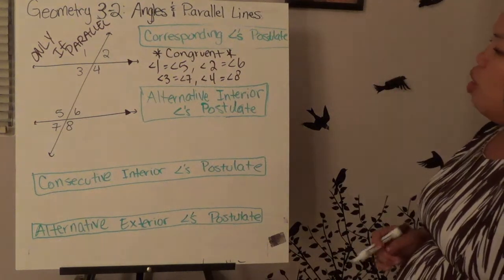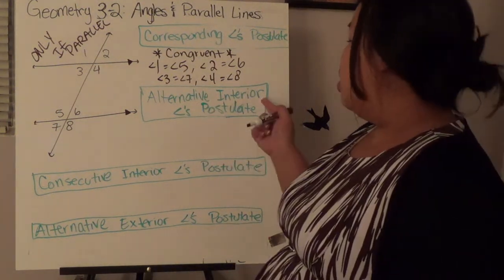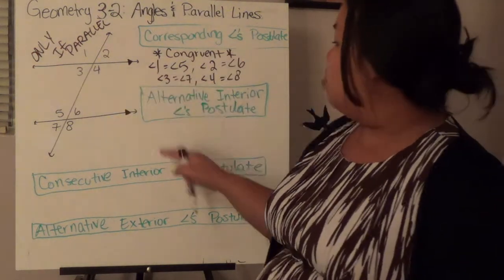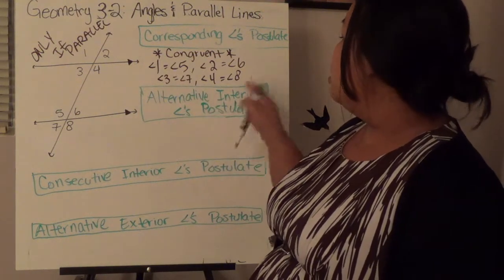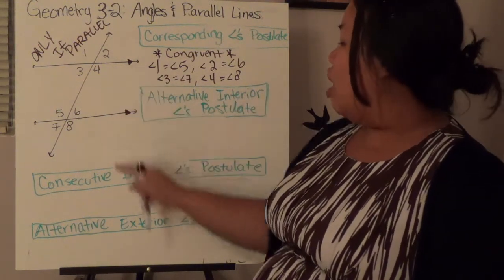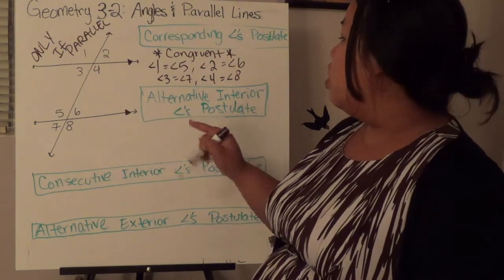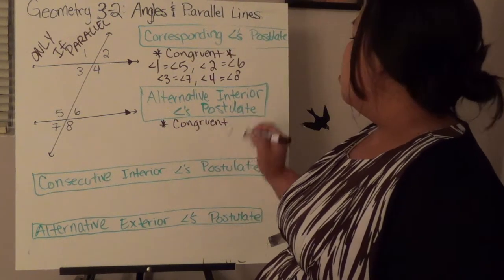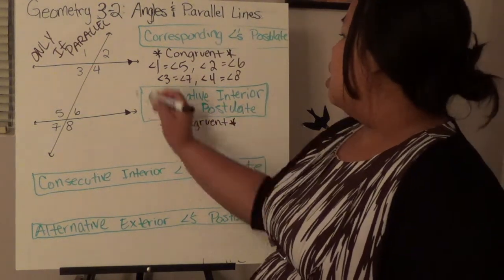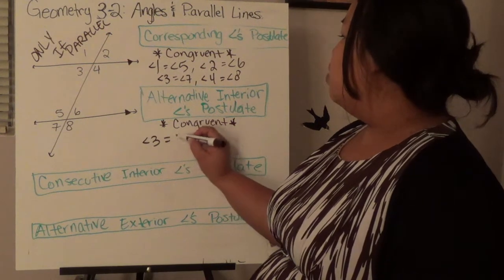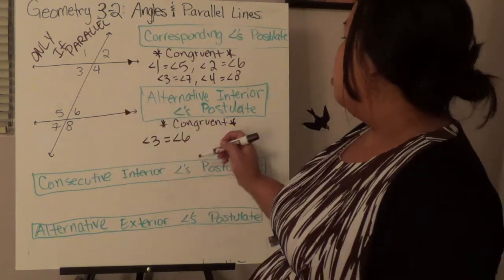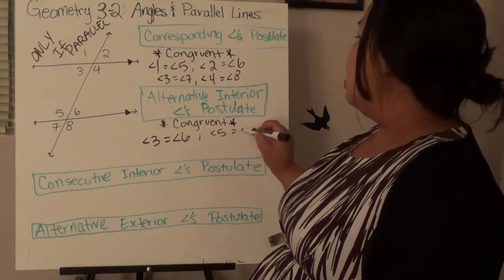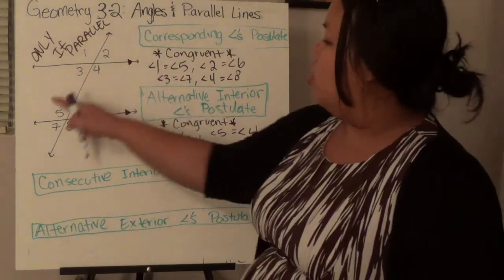Alright? The alternate interior angles postulate is basically stating that if it's cutting two parallel lines, then the alternate interior angles, so that's the inside opposite inside angles, are congruent. Alright? So what that means is angle 3 equals angle 6, because they're alternate interior. And then the next one is angle 5 equals angle 4, because they're also alternate interior.